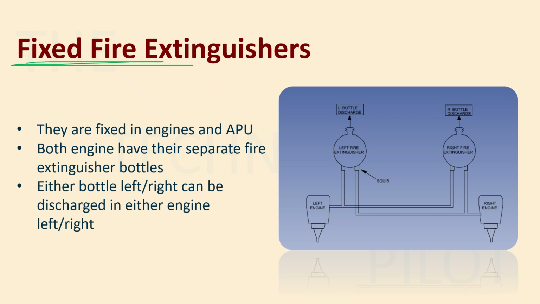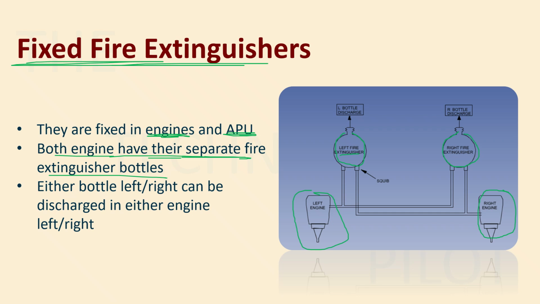Then there are certain fixed fire extinguishers that are installed in the aircraft. They're usually installed for your engines and APU. Both of your engines and APU have their own separate fire extinguishers built into them. The engines can have their separate fire extinguisher bottles. In this diagram you can see this is your left engine and this is your right engine. Both of these cylinders are fire extinguisher bottles. This is a left fire extinguisher bottle, and this is a right fire extinguisher bottle.